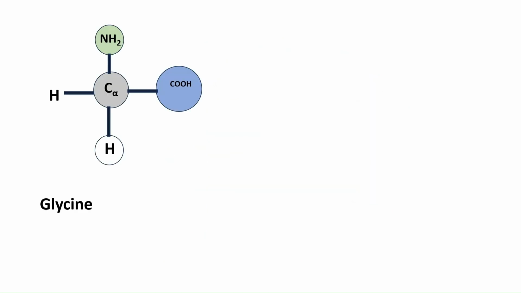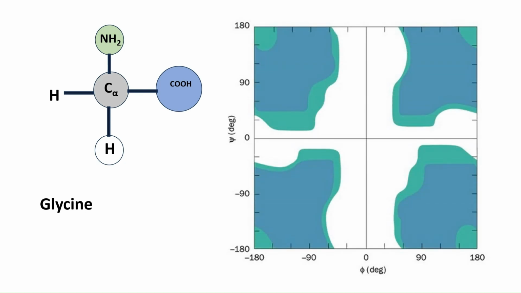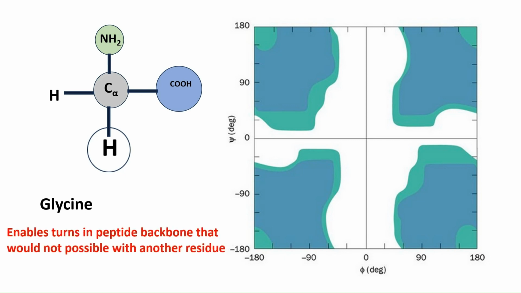Two amino acids are unique in Ramachandran plots. Lots of questions are asked on these two amino acids. The small flexible glycine residues were excluded from the plot because they frequently fall outside the expected ranges. Since it has only one H as its R group, it can form many angle combinations that do not have steric hindrance. As well, it enables turns in the peptide backbone that would not be possible with other residues.